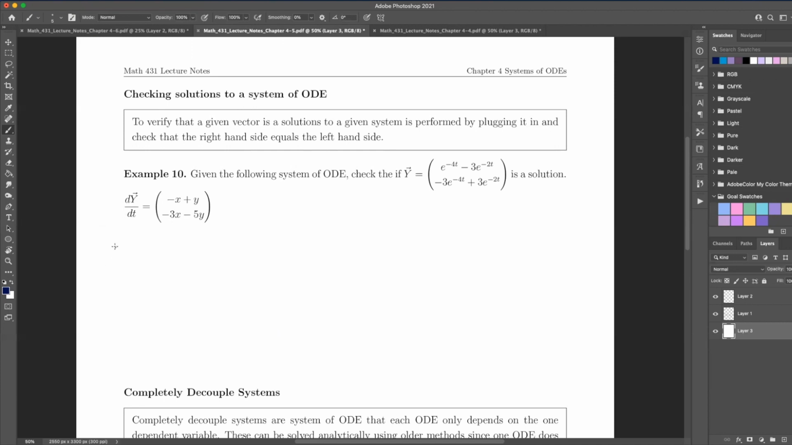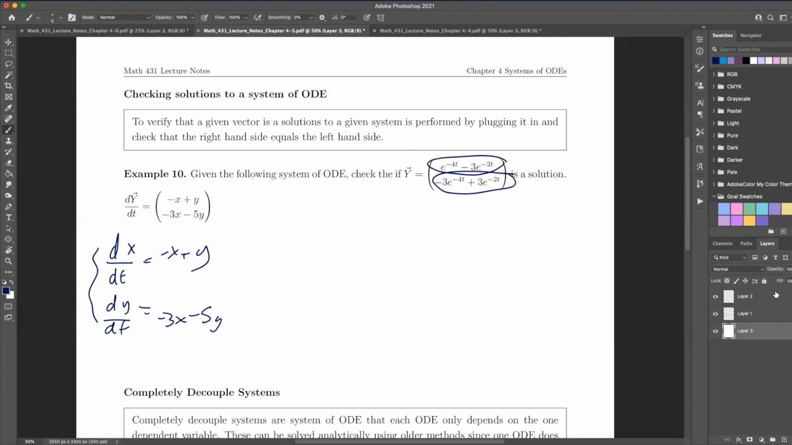Well, this is dx dt, right? dy dt, and this is equal to minus x plus y, minus 3x minus 5y. So here I've taken it out of vector notation, just put it back into a system notation. Then what am I going to do? I'm just going to plug in what x and y is. This is x, this is y.